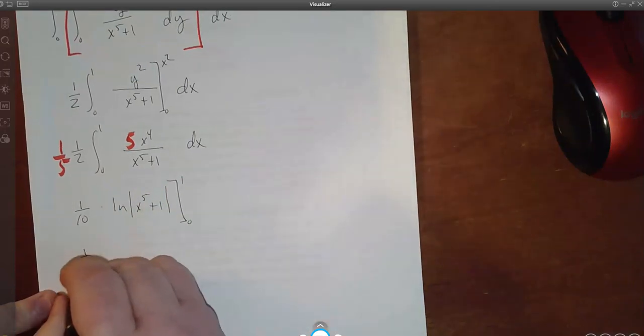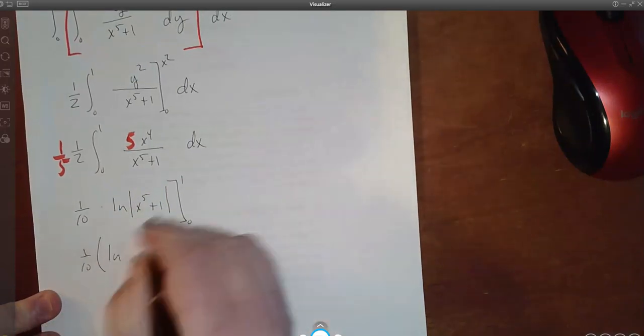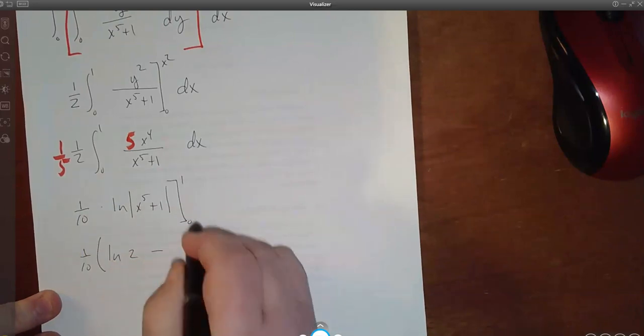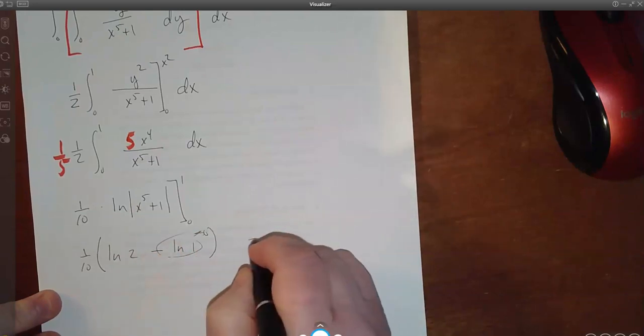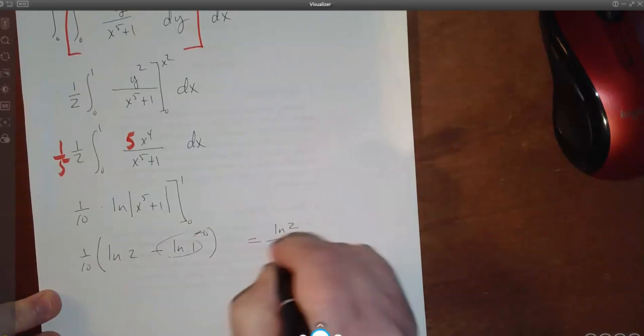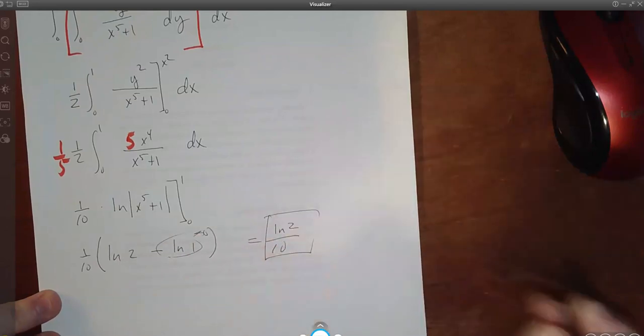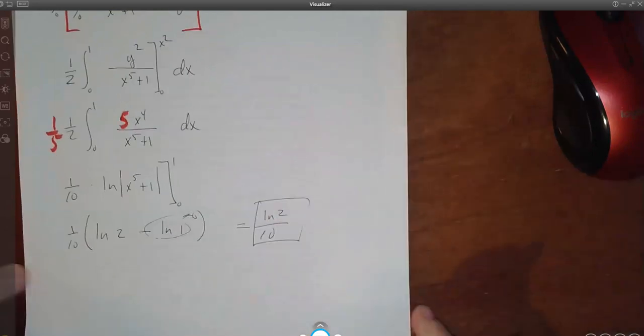If I plug a 1 in, I get the natural log of 2. If I stick a 0 in, I get the natural log of 1. Natural log of 1 is 0, so my final answer is the natural log of 2 over 10. And that's a good place to stop.